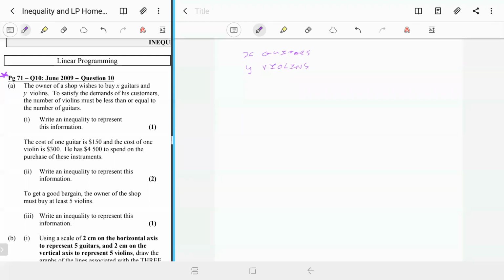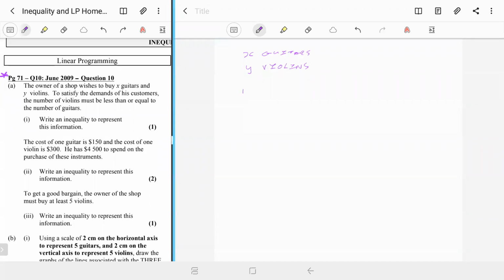So now they're going to tell us the conditions under which they buy the violins and the guitars. It says to satisfy the demands of its customers, the number of violins must be less than or equal to the number of guitars. Remember, the number of violins is Y. The number of violins, which is Y, must be less than or equal to the number of guitars, which is X. See that? So simply put that statement, and I will always tell you to write an inequality for the information. See it here? Write an inequality for the information.